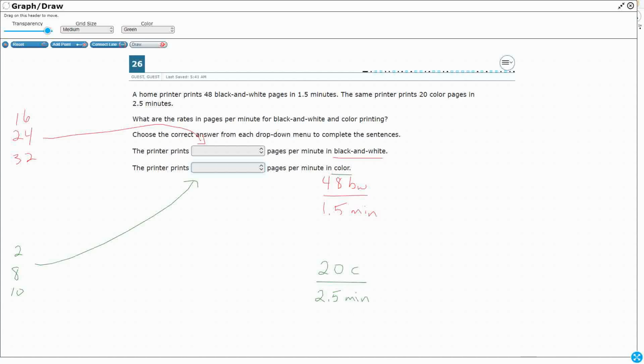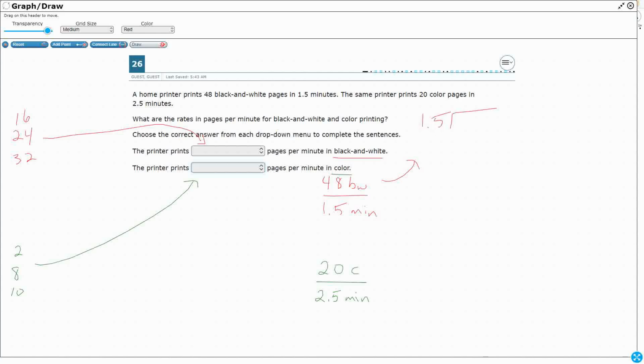All right, so what we need to do is find the unit rates, right? So we've got a few different options. One option would be to simply divide. Look at my options. My options are just integers, right? So what I want to do is take 1.5 into 48, and that's going to get me how much per one. That's really what I'm looking at. So let's take a look at that option.